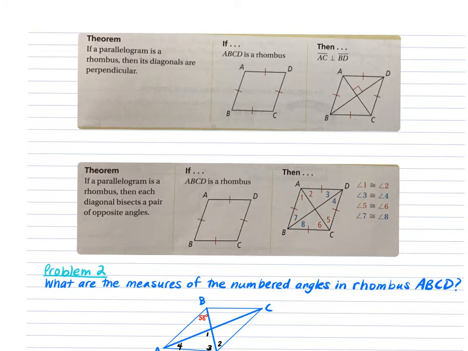So if you know that something's a rhombus, you know you can connect the diagonals, and you know you've bisected all of the angles. These four are the same, these four are the same, and then they're 90 degrees in the middle. And then you can solve lots of problems with that.